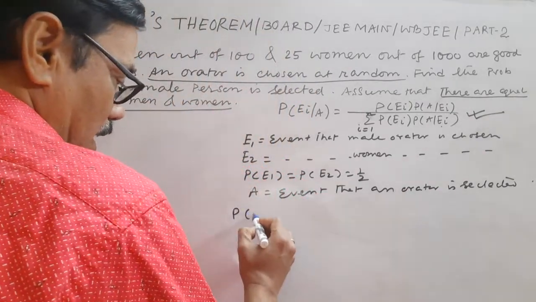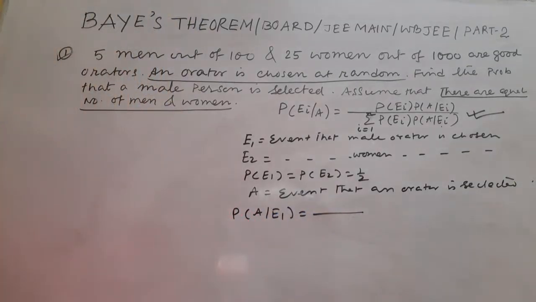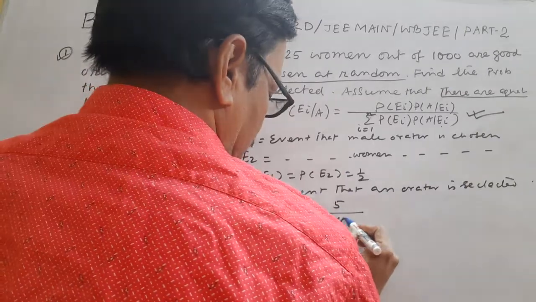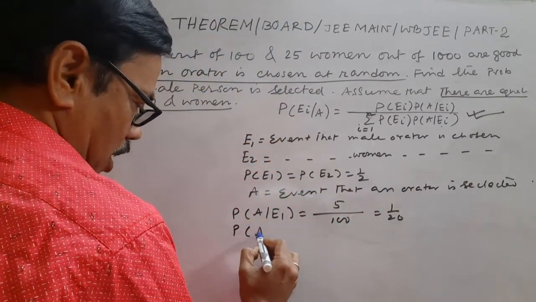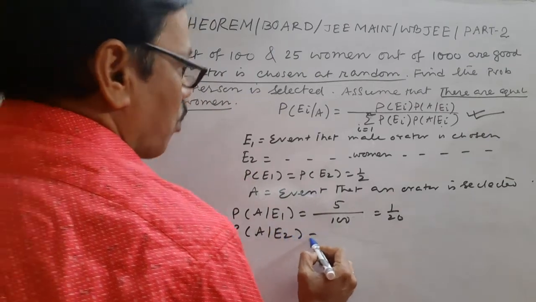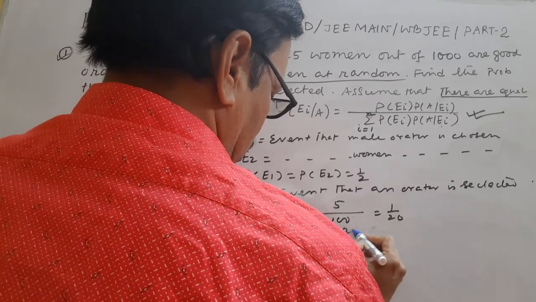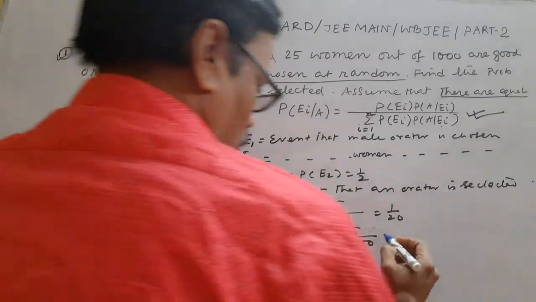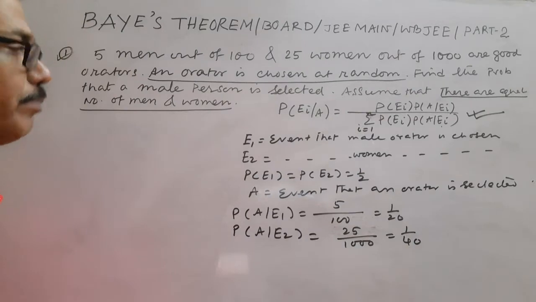So, P(A|E1), the probability of an orator from men. 5 men out of 100, so 5 by 100, so 1 by 20. Then P(A|E2), orator from female, 25 by 1000. So, 1 by 40. This is 1 by 40.